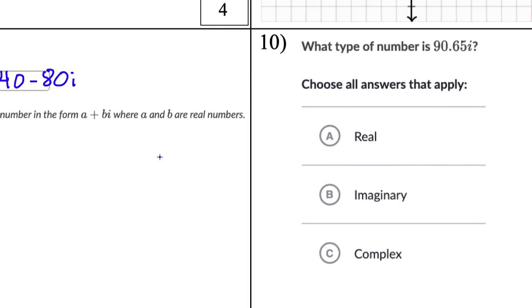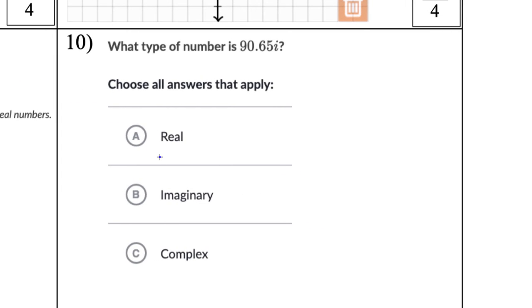Number 10. What type of number is 90.65i? No matter what you have, the answer is always at least going to be complex. Every single time, 100% of the time, you will always be circling or filling in the bubble for complex. But it also might be one of these two as well. It's imaginary, right? This one is also pure imaginary. I don't care if you say it or not. It's not there. Yes. The i's just there. It is always complex, but maybe also something else.